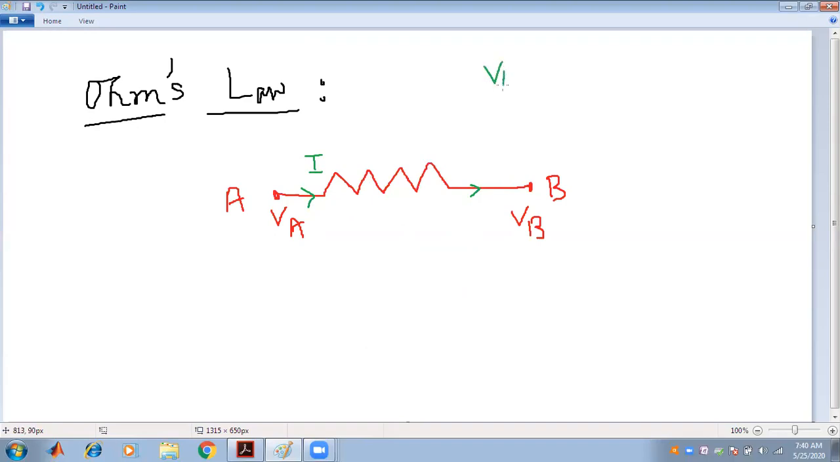Means, the mathematical expression. This voltage is called the higher potential, and this is called the lower potential. Current always flows from the higher potential, though the tendency is for current to flow from the lower potential. The voltage difference between the two points A and B is VA minus VB, and this is taken as V.